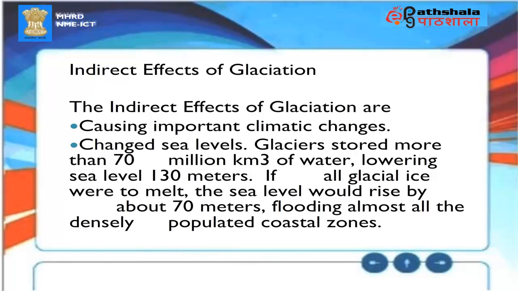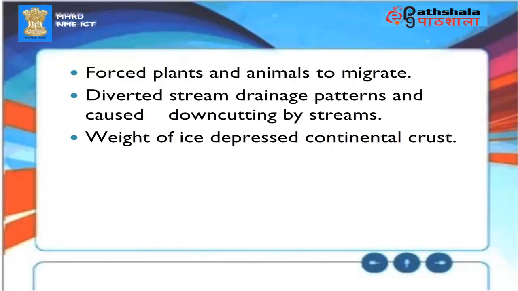densely populated coastal zones. It forced plants and animals to migrate, diverted stream drainage patterns and caused downcutting by streams. The weight of ice depressed the continental crust.